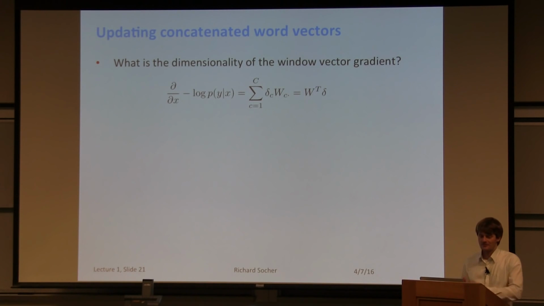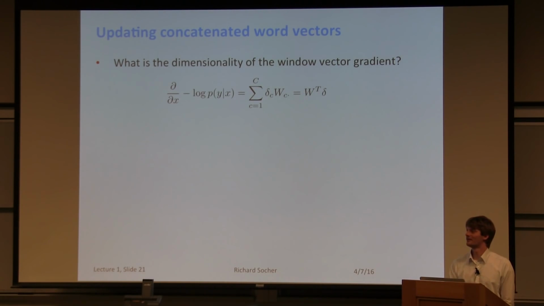So now, to wake you back up, what's the dimensionality of the window vector gradient? So if we have here x having been the vector of all the word vectors that were concatenated, and we're trying to classify the center word. So intuitively, when we have our gradient of the objective function with respect to this vector, we want to update that vector. So what does that mean for the gradient?